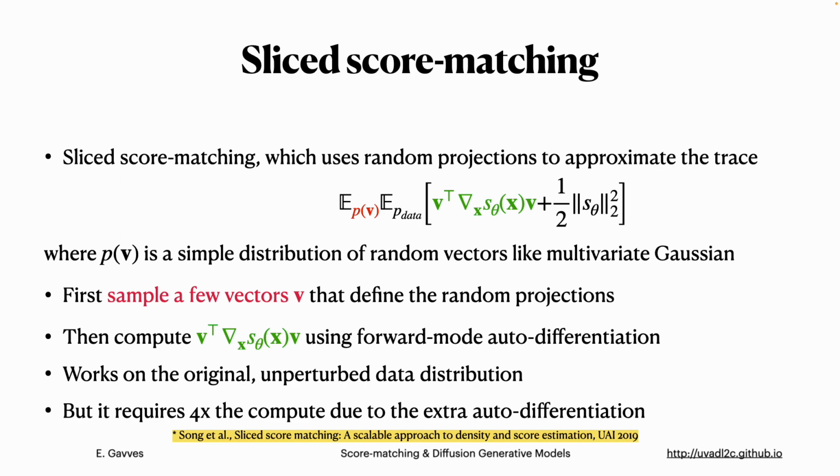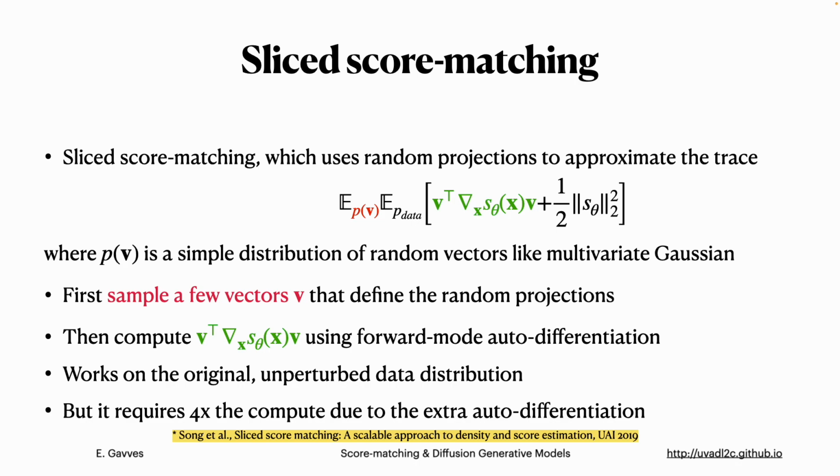Now imagine instead of a sphere, you've got a very high dimensional shape, and your vectors here are your vector planes with which you're computing quantities. So instead of having to compute the whole gradient of the score function explicitly, you are using some random projections before and after. And this is a scalar in the end. Now how does this work? We first sample a few vectors V that define the random projection, let's say from a multivariate distribution like a Gaussian. Then we compute this quantity efficiently with forward mode auto-differentiation.